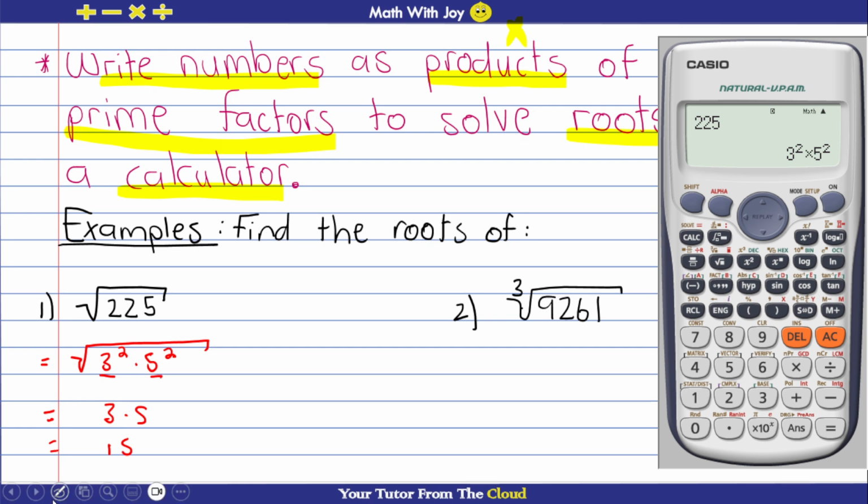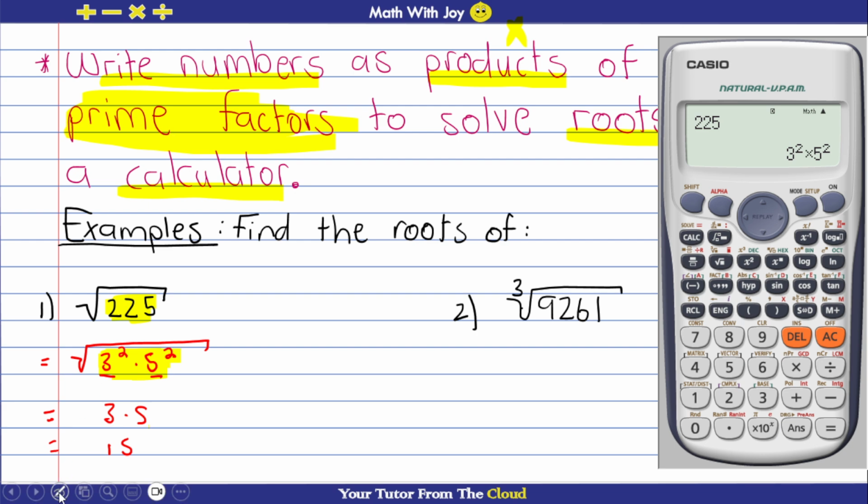So what did we do here? We took this 225, put it in a calculator, and it gave us the product of the prime factors that we were talking about at the top. We wrote it as prime factors so that we can work this out more easily. So the square root of 225 is 15.